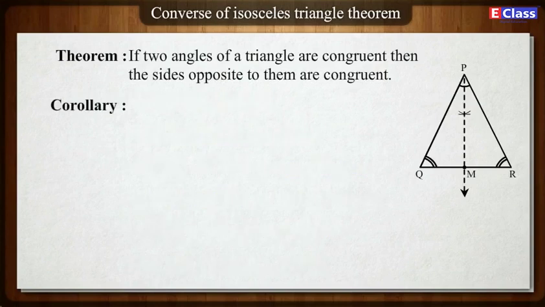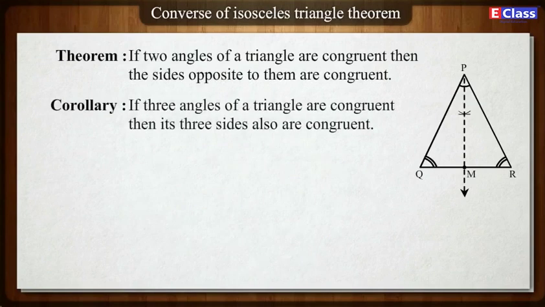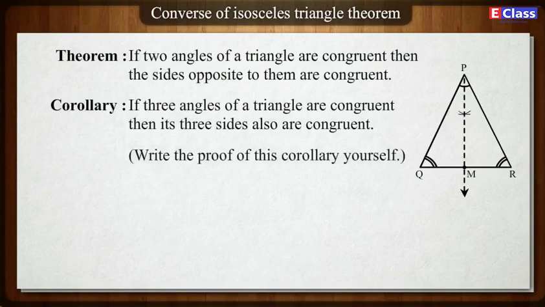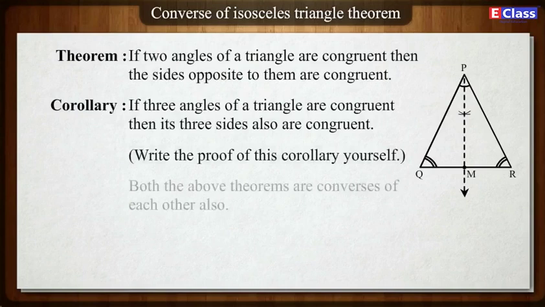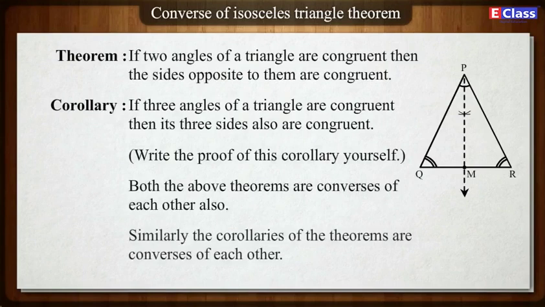Corollary: if three angles of a triangle are congruent, then its three sides also are congruent. Write the proof of this corollary yourself. Both the above theorems are converses of each other also. Similarly, the corollaries of the theorems are converses of each other.